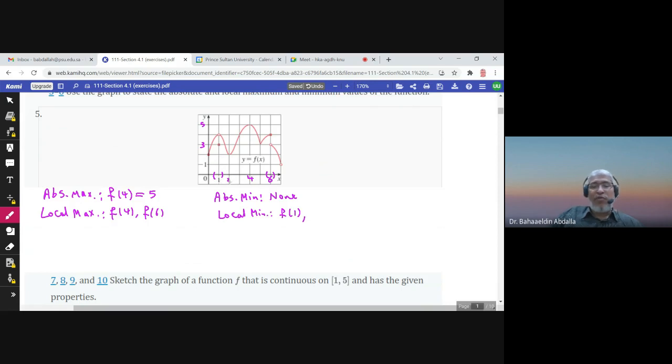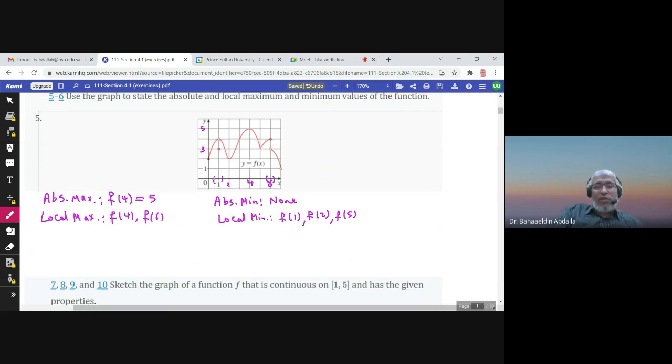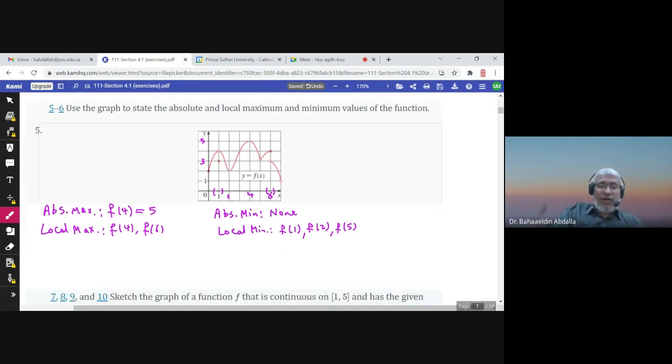F of 2 is also a local minimum for the same reason. And f of 5 is also a local minimum. So we have 3 local minimums, or minima. The plural of minimum is minima. So 3 local minima. So this is the answer of question 5.